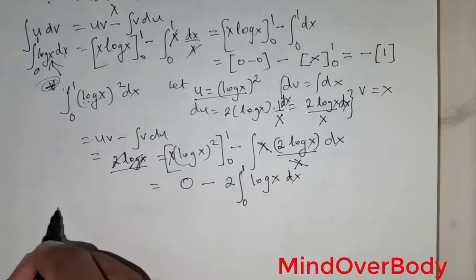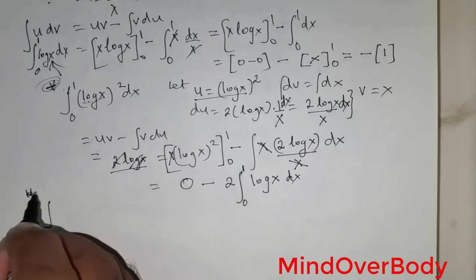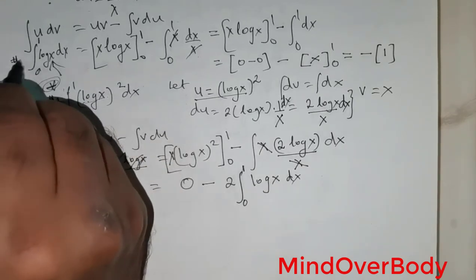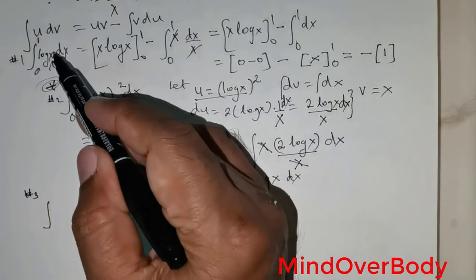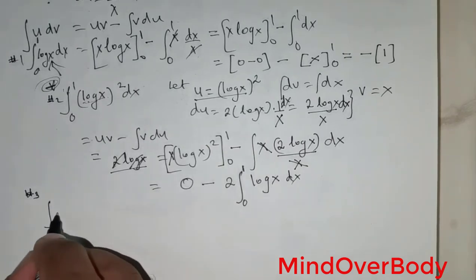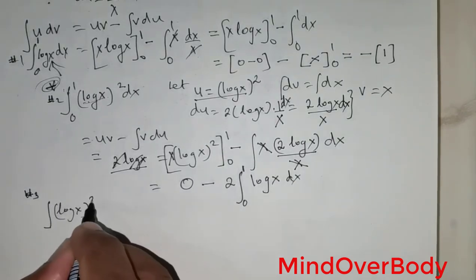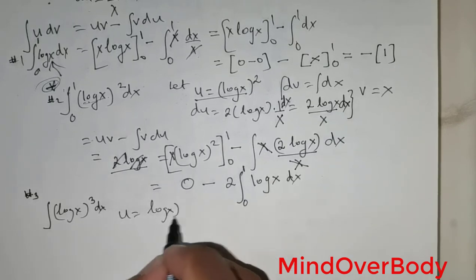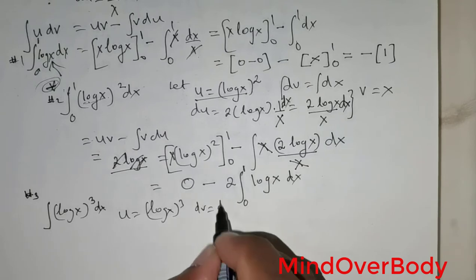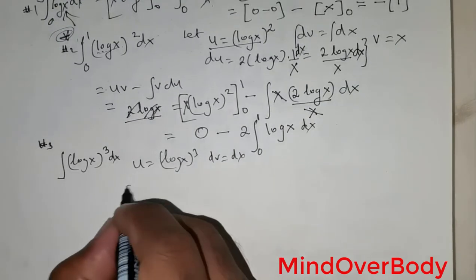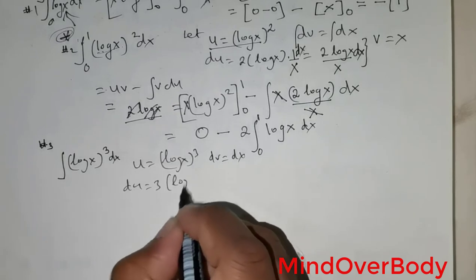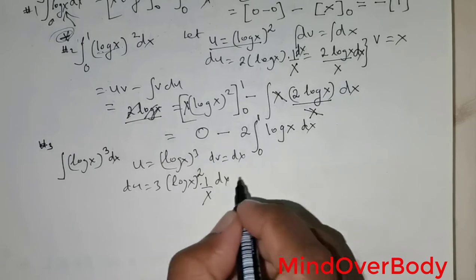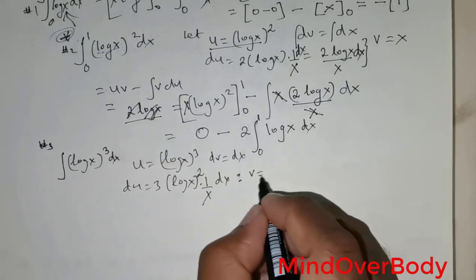Now let me go a little bit further. So this is the third one, this is the second one, the first one, right? I'm starting from degree 1, 2 to degree 3. So I get log x raised to the power of 3 times dx. In this case my u is going to be log x raised to the power of 3, my dv is equal to dx. So I differentiate, I get 3 times log x raised to the power of 2 times differential of x, which is 1 over x times dx, and my v is going to be x.